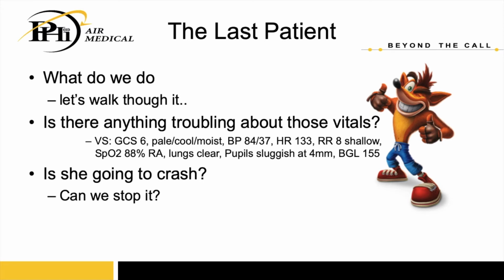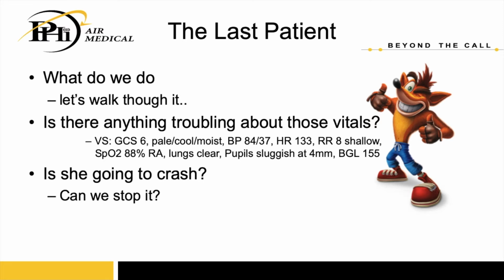But is there anything else really troubling about those vital signs? So we see that she's got a GCS of 6, whatever. Her blood pressure is 84/37. I'm not really stoked about that at all. Her heart rate's pretty darn fast as well. And then we are addressing her sats and her respiratory rate. But that blood pressure is just not acceptable, right?